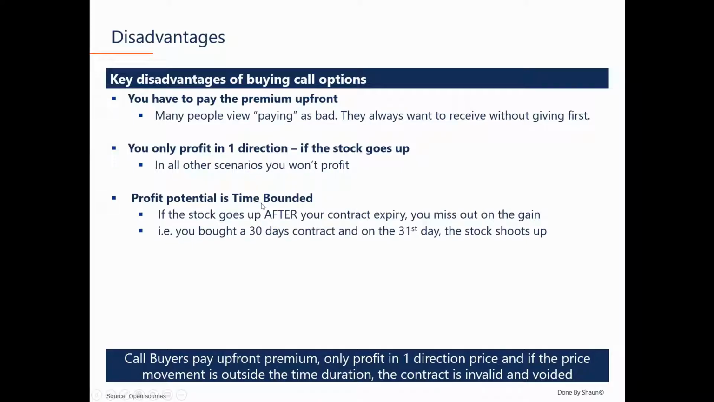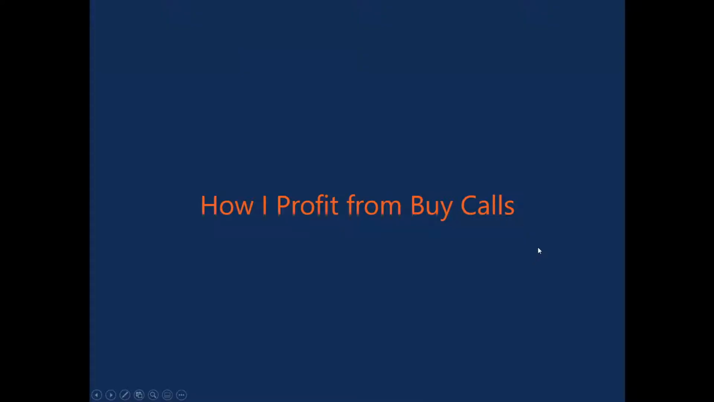Your profit potential is also time bounded. What this means is any price movement in your favor after contract expiry will not materialize. So let's say you bought a call option from Microsoft at $220, and it expires on the 30th day. And let's say on the 31st day, Microsoft goes up to $300, for example. You will not profit anymore because you have already lost the right to purchase it at $220. So this is why call option contracts have expiry dates and therefore they are time bounded.